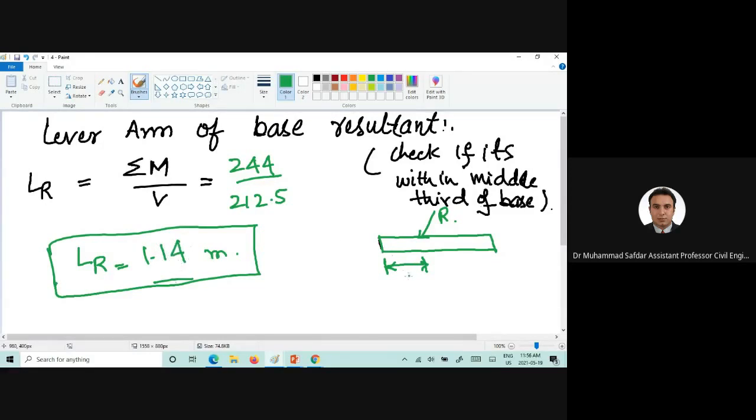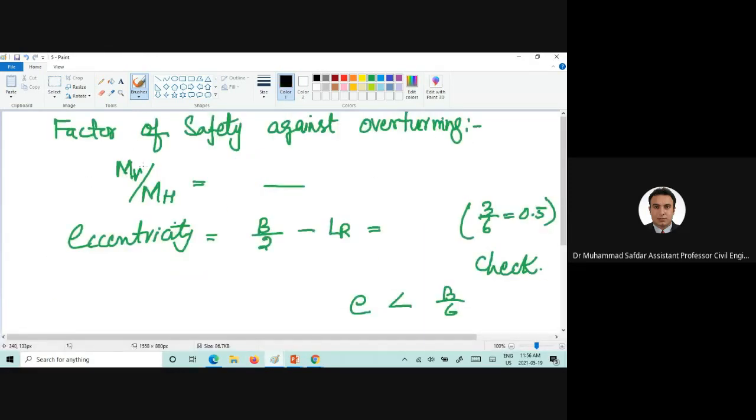So this would be the lever arm here, 1.14. Now, as you remember, B by 2 is equal to 1.5 meter. Agree? Now we need to find out the eccentricity here, and this would be E. MV are the moments due to the vertical forces, and the moments which are occurring due to the horizontal forces will give us the factor of safety against the overturning, or we can check the overturning limit state.